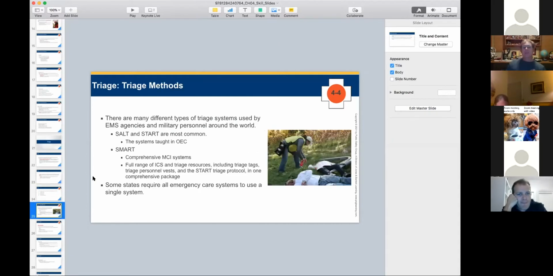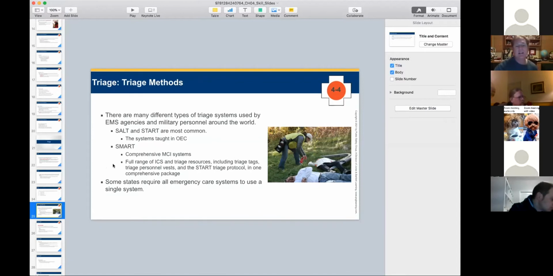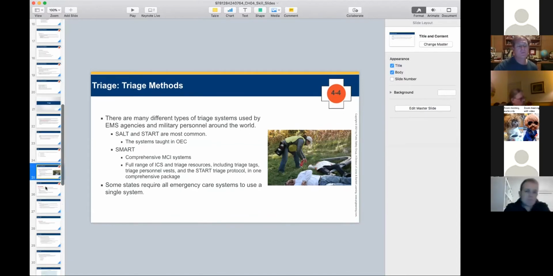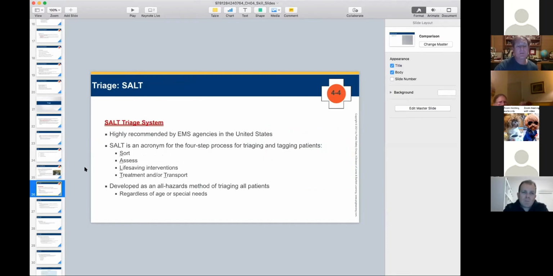There are different systems, SALT and START. They're both taught in OEC. They both use the ICS. They both use triage tags. And it's one of those, hey, who can make money off of what system? The SALT system has their tags. The START system has their tags. You get into the whole MCI bags, there's ribbons.